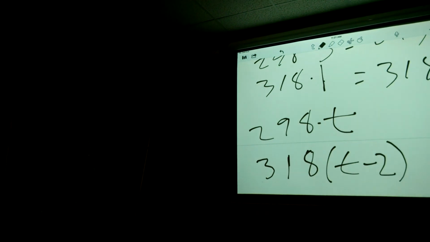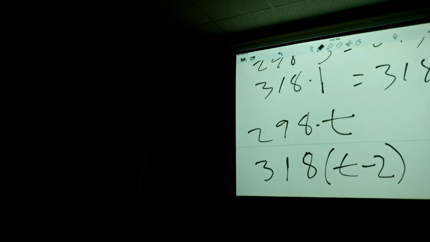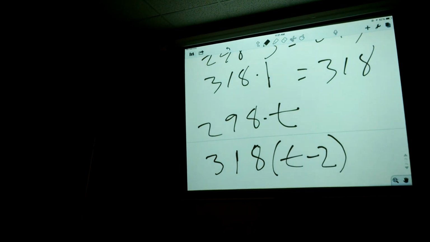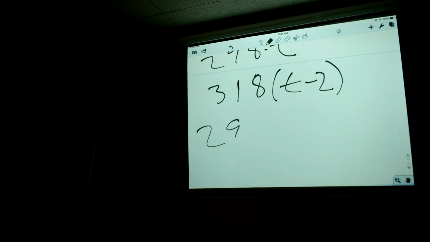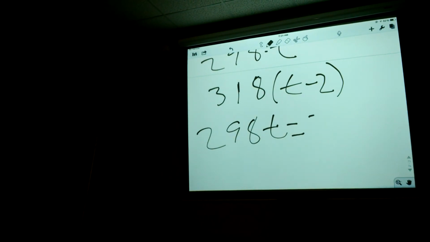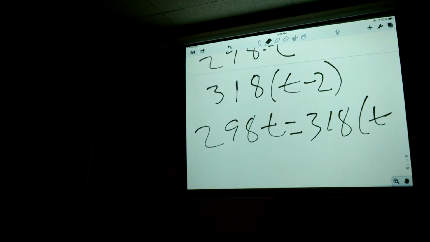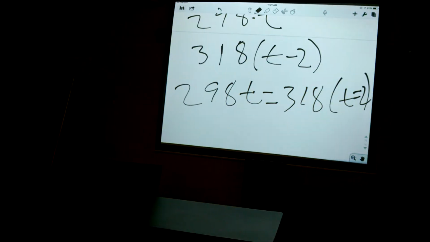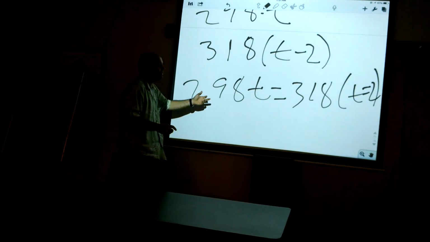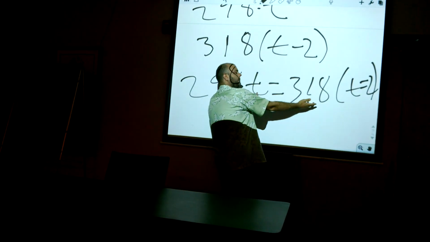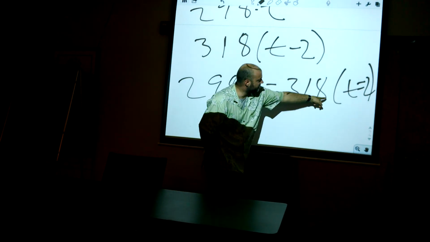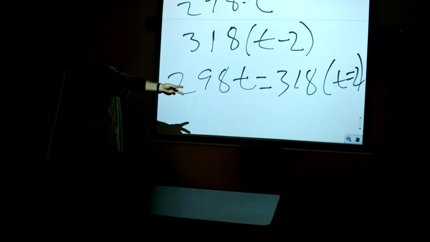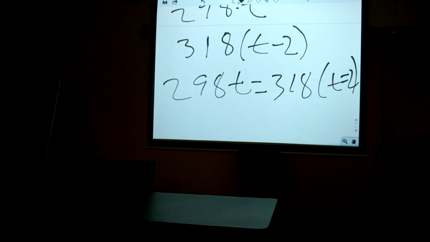Let's set up the algebraic equation. What about these two should be true if I have the answer? They should be equal. So the algebraic equation is 298t equals 318 times t minus 2. There's a minus sign right there. To solve this, you need to isolate the t. That means you have to get the t's together. T is mixed up here with this multiplication. You have to do some algebra to get there.